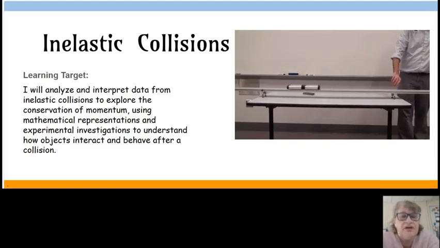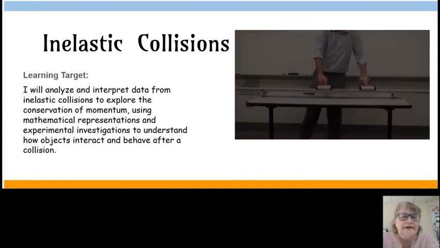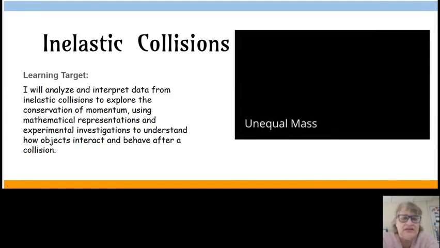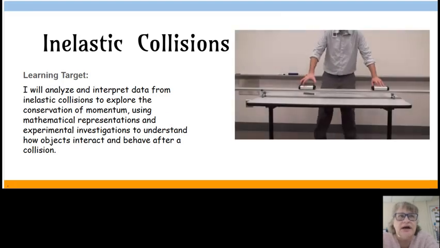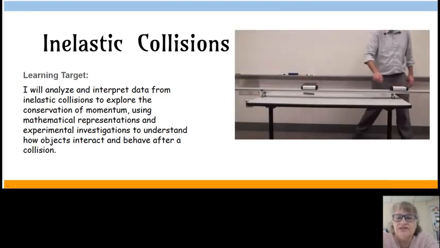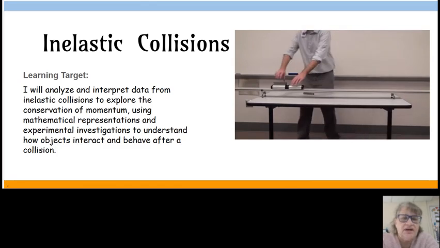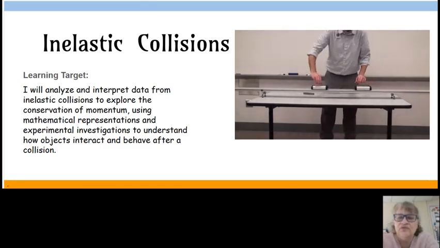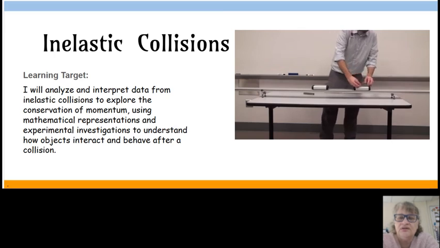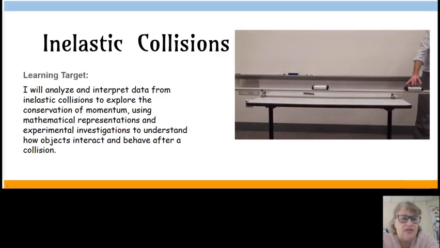So the next type of collision that we're going to talk about is inelastic collisions. As you can guess, inelastic collisions are kind of different from elastics. So in this case, when one car hits the other, they stick together. As you can see in the video, one car is moving and the other one hits it, but they stick together and move together.